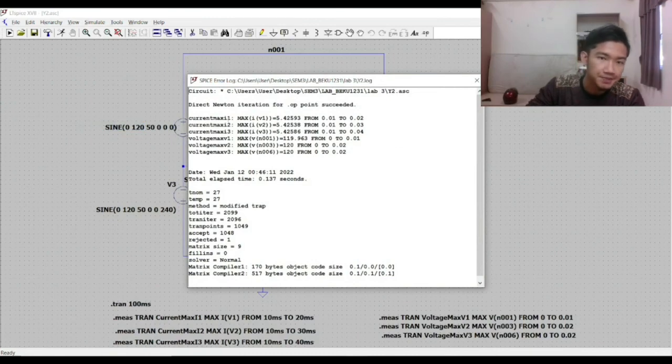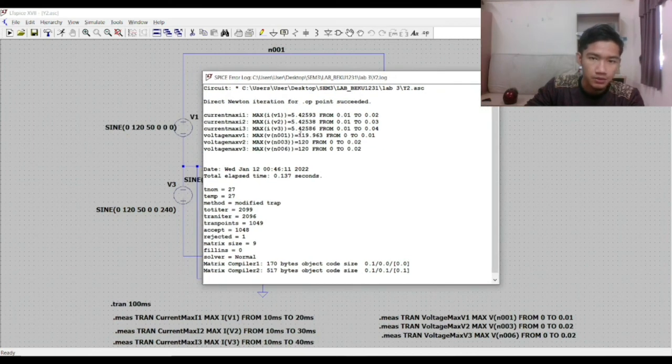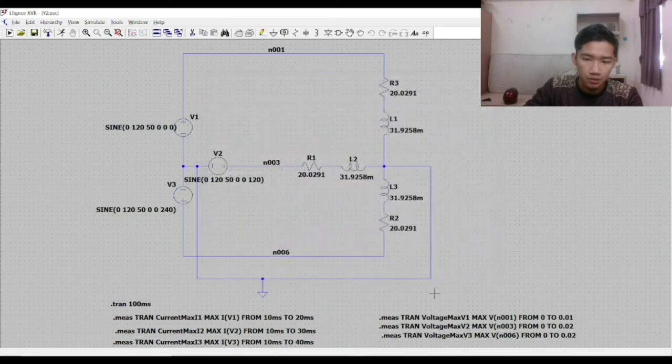As you can see right here, the max current for V1, V2 and V3 is around 5.4 something, which is around the 5.3 from the calculation before, so there is some minor difference. Then the max voltage is around 120 volts, which is the same as the manual calculation. So from here, I can conclude that for both of these connections, the manual calculation and simulation values are the same.